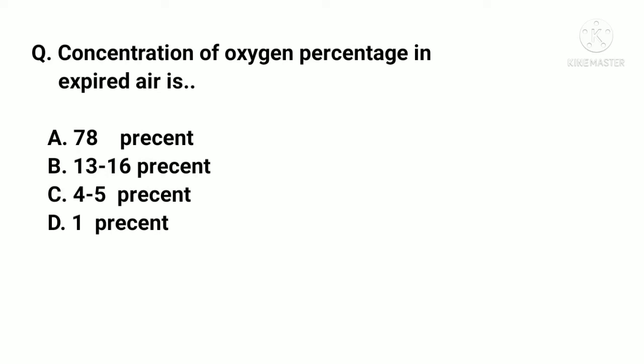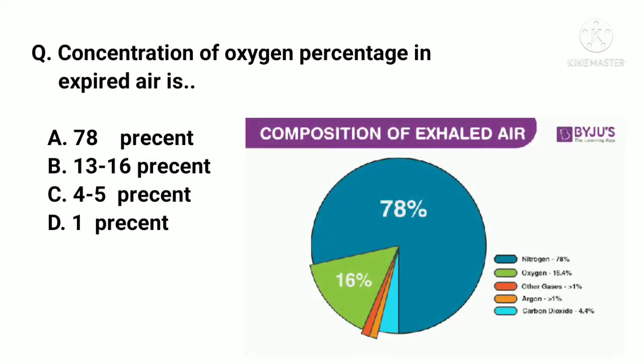Concentration of oxygen percentage in expired air is A. 78%, B. 13 to 16%, C. 4 to 5%, D. 1%. And the correct answer is B. 13 to 16%.